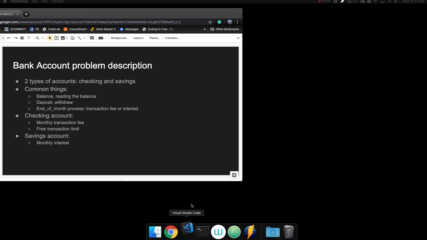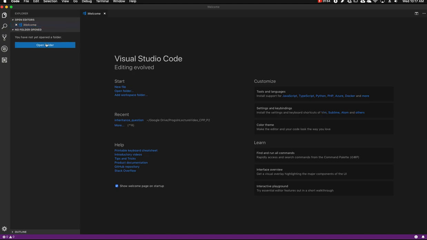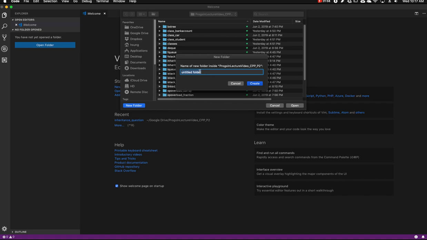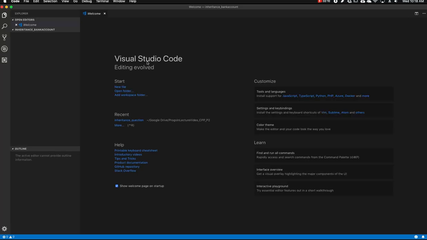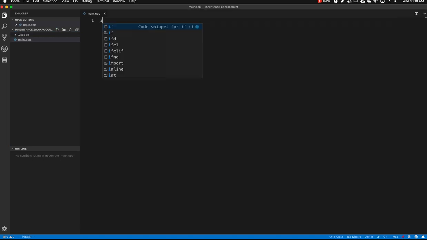So let's create a Visual Studio Code project. So here is inheritance using bank account example. Let me create that. Then I'm going to create the main program there.